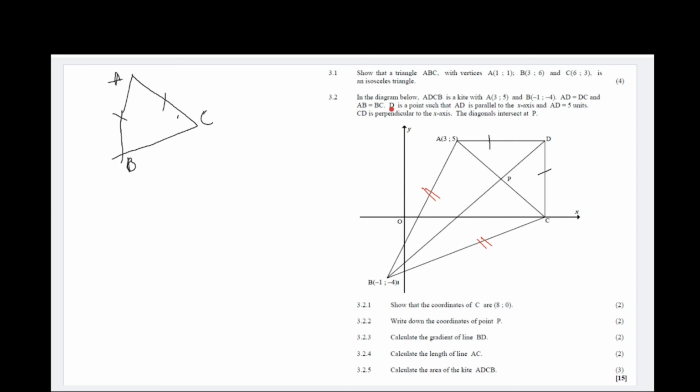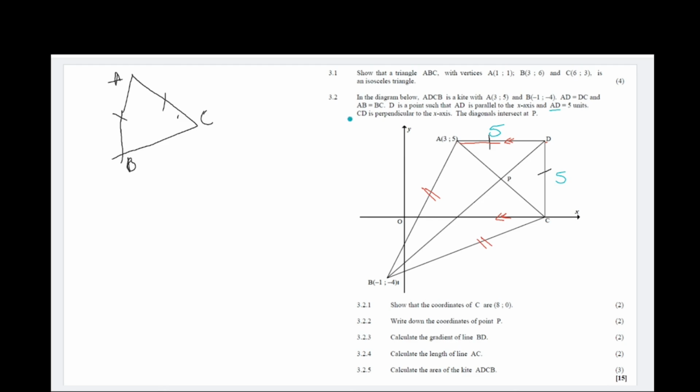And they say D is a point such that AD, so AD is this one, AD is parallel to the x-axis. So this means that you can just show this parallel like that. So this line is parallel to the x-axis, and AD is 5 units. So you just write 5 here. If this is 5 units, this is also 5 units.